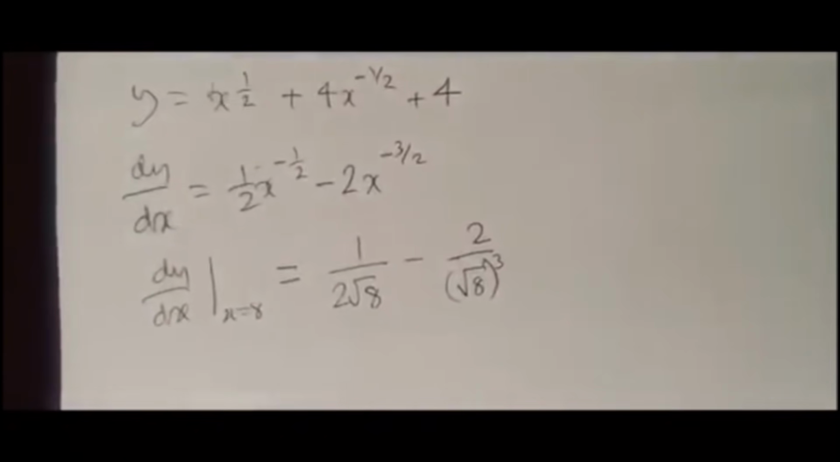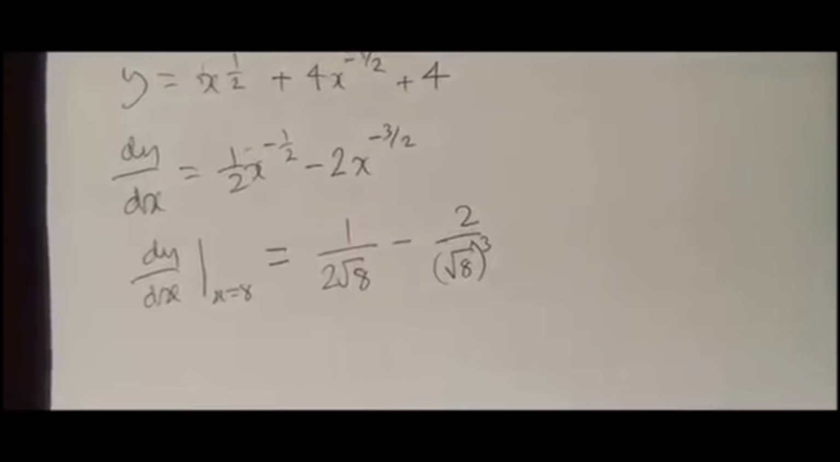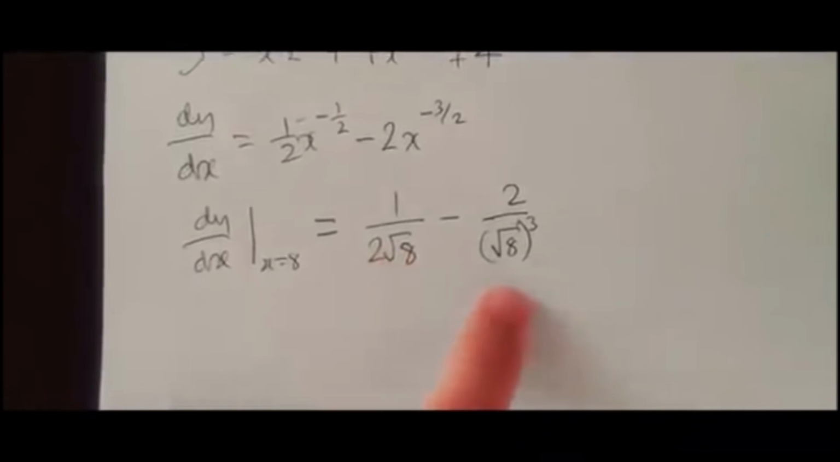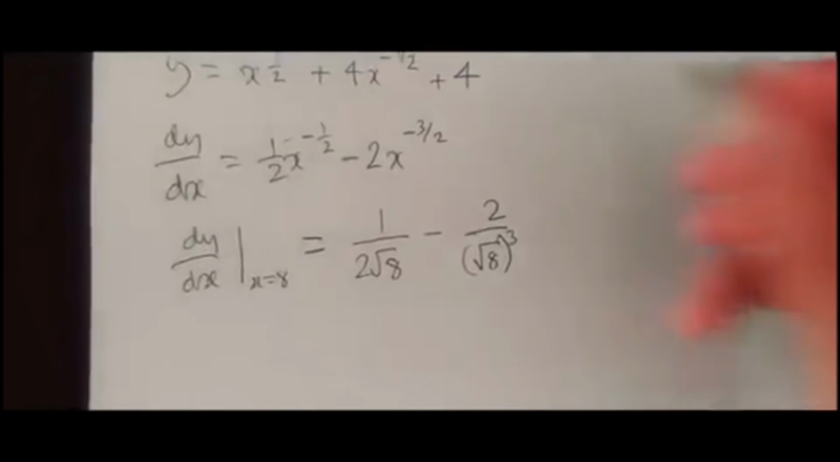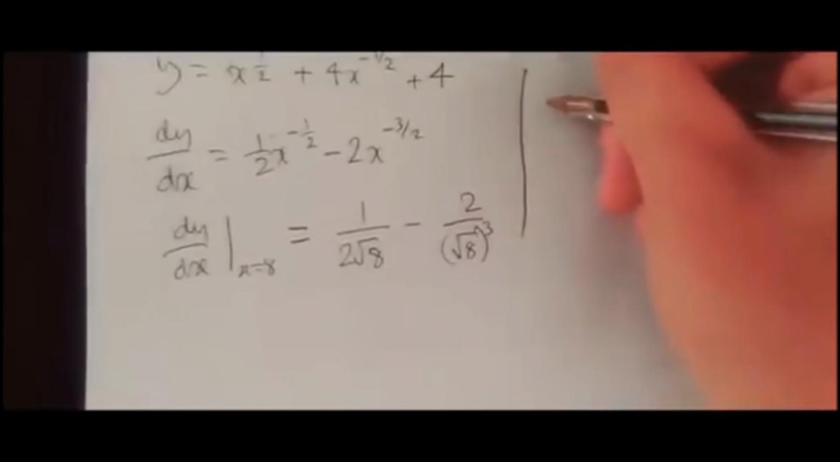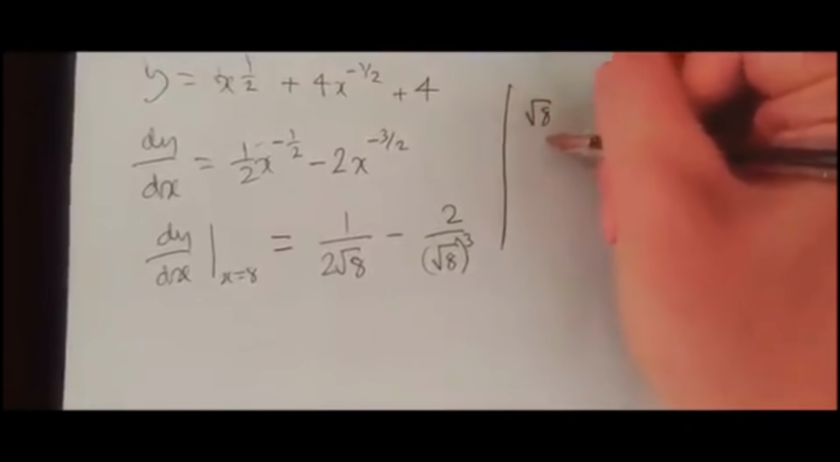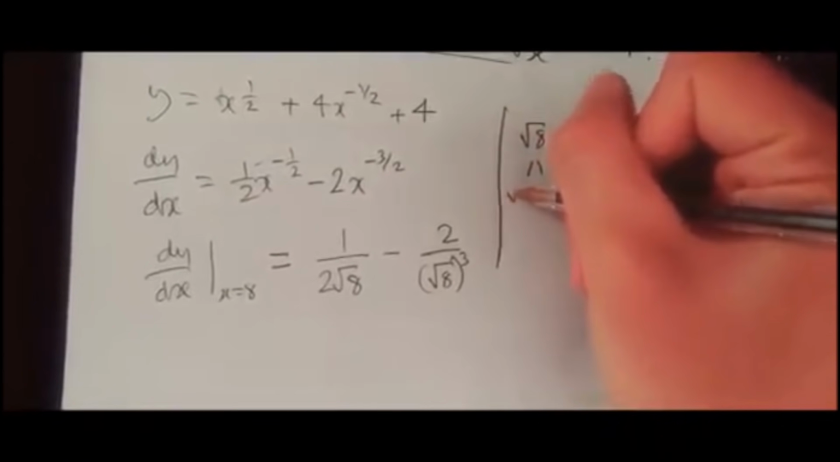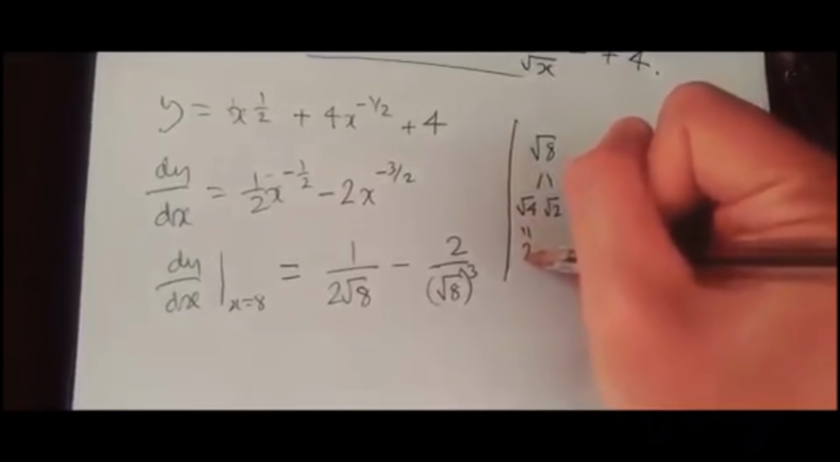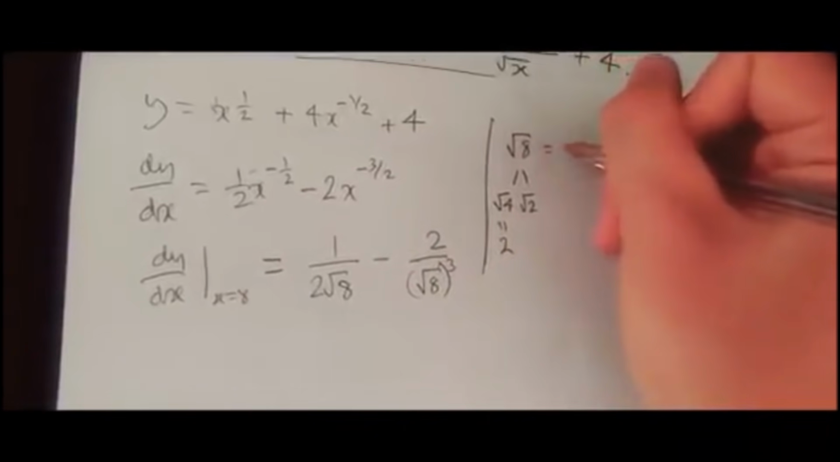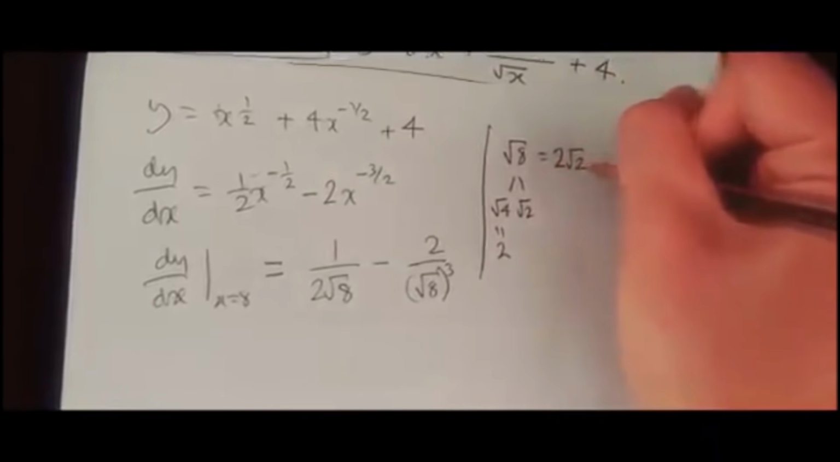Okay, so here comes the fun now. All we have to do now is somehow simplify these two. So how do we do this? First things first, what I would personally do is pull out the side and just try and work out what root 8 is itself. So we should know that root 8 is composed of root 4 and root 2. And we know root 4 is actually the same as a whole number 2. This gives us 2 root 2.